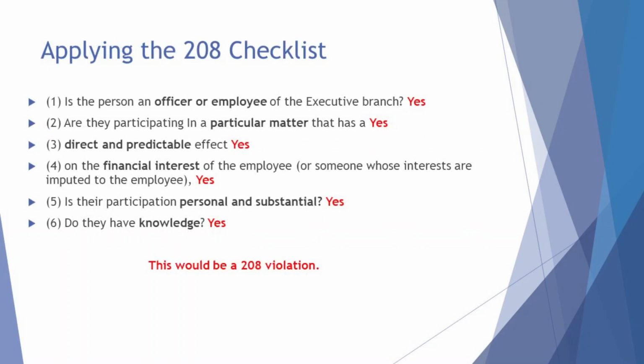So now we're going to apply the checklist. First, Sandra is an officer or employee of the executive branch since she works at the FTC. She is participating in a particular matter. An investigation is an example of a particular matter involving specific parties, or a party matter. That matter would have a direct and predictable effect on the financial interests of Sandra because she owns stock in the company being investigated.